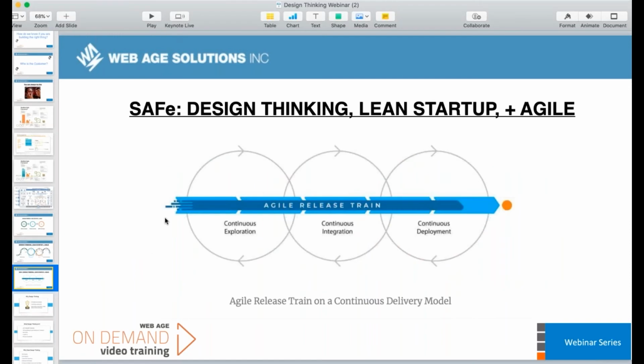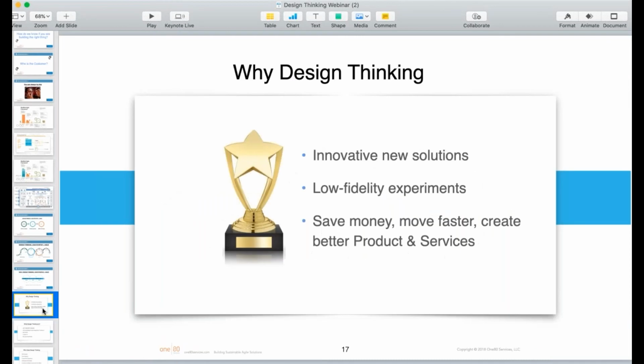All right. Design thinking, lean startup, and Agile are also a huge part of SAFe. So again, these are integrated into modern frameworks.